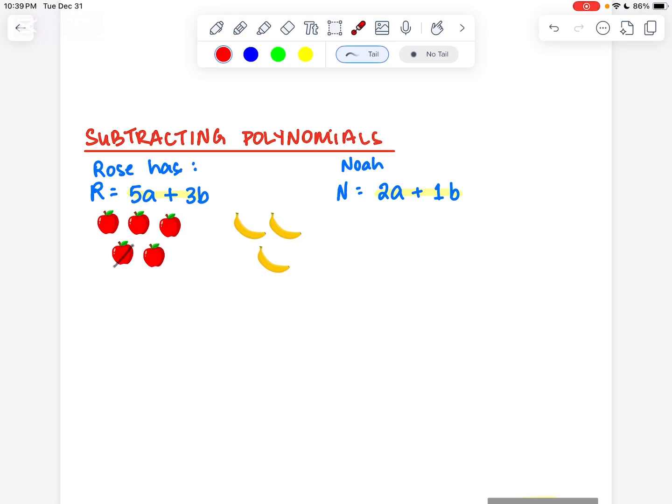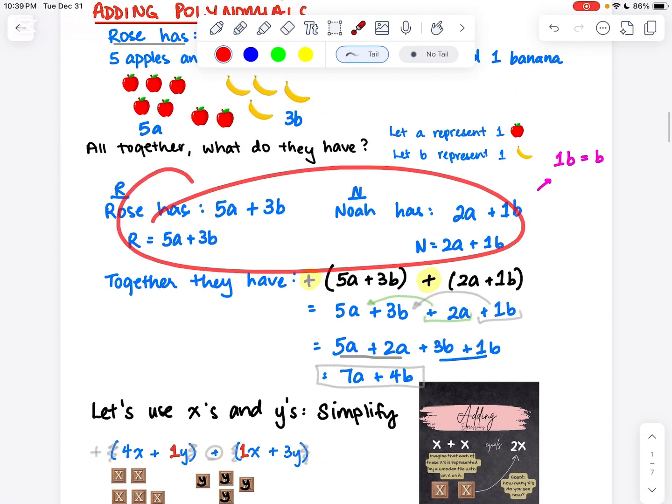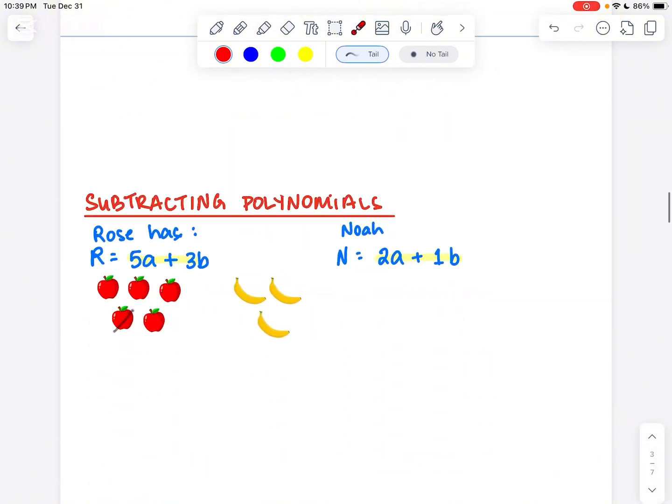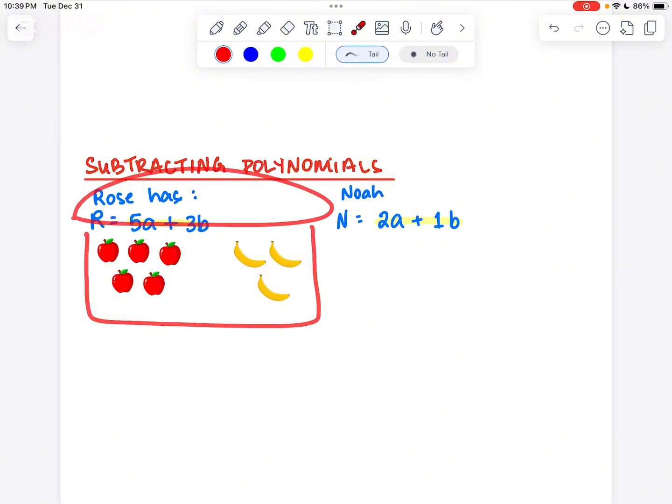Now we're going to look at subtracting polynomials. All right, so I've copied out the same situation of our Rose and Noah situation down here. But now we're subtracting. So instead of these two people combining what they have, I want you to imagine that only Rose goes to the grocery store. This is her basket.